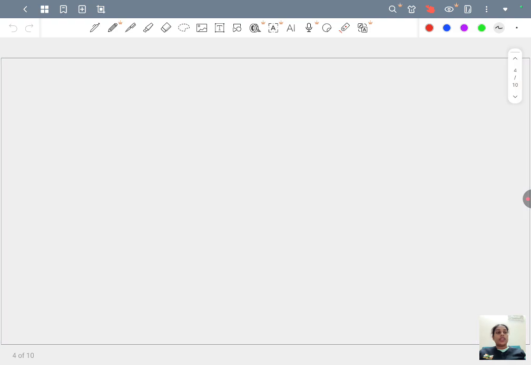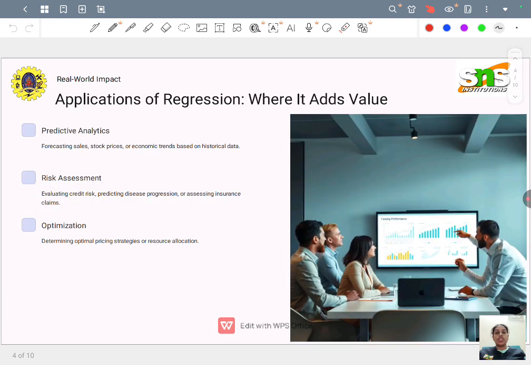Okay, next we will see about the applications of regression. Where is regression useful? Practically, regression is useful everywhere. In predictive analysis, it helps forecast sales, stock prices or economic trends. In risk assessment, it is used for credit scoring, insurance claims, or even predicting disease progression. And in optimization, it guides strategies like setting prices or allocating resources effectively.